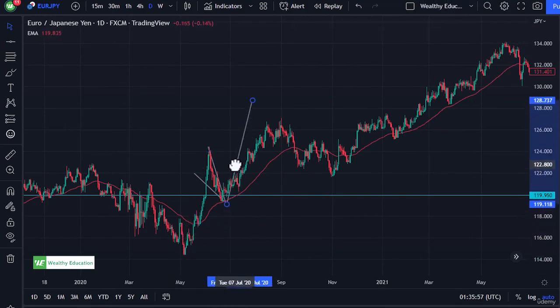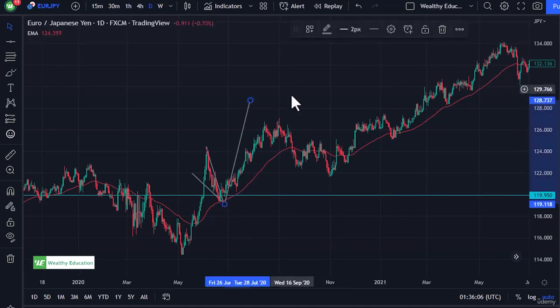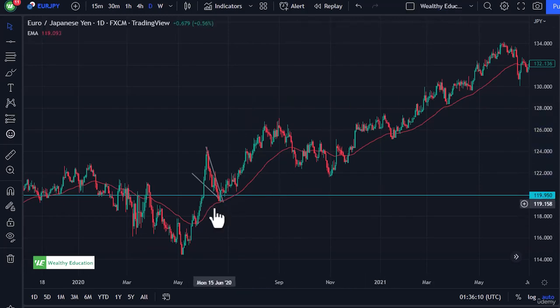So the question is did we get our target? Well, we did. It took a while, but we did in fact get it. We almost got there right after the initial breakout, but you can see that if you put your stop loss underneath the pennant, you were never in any real serious trouble of getting stopped out.